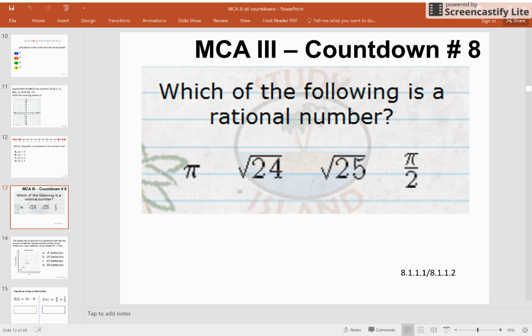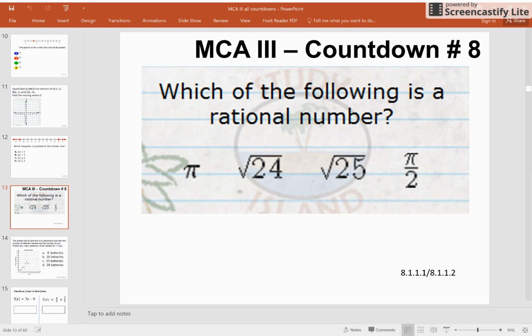MCA Countdown number 8. Which of the following is a rational number? If they're looking for that, that means 3 of them must be irrational. Well, I know this is irrational. I know that this is irrational because nothing multiplied by itself gives you 24, and anything else with pi is irrational. So that means this has to be my rational number, which it is because 5 times 5 is 25.